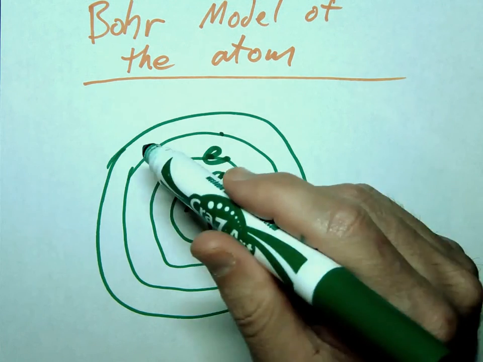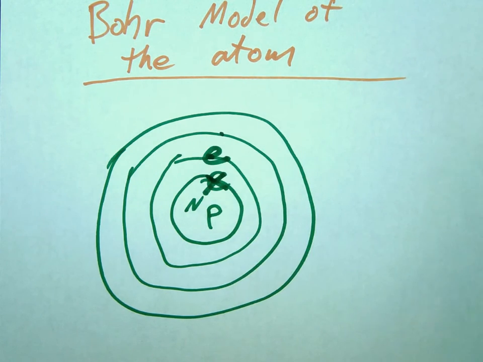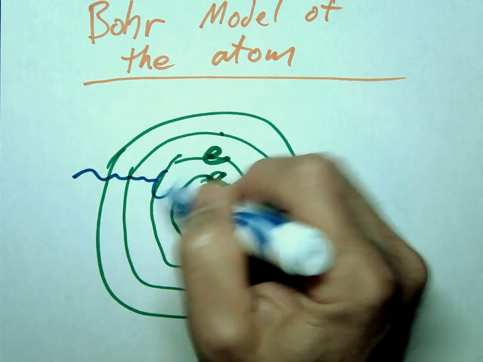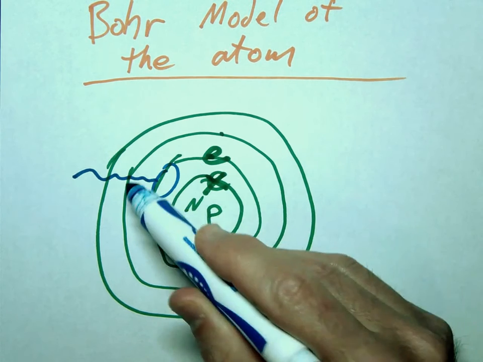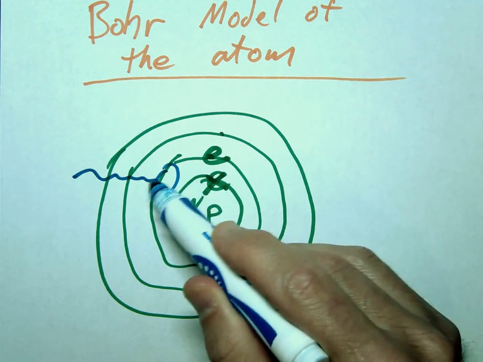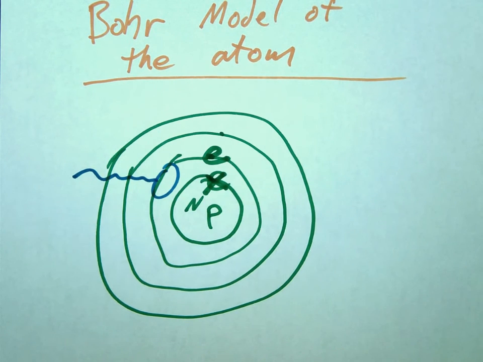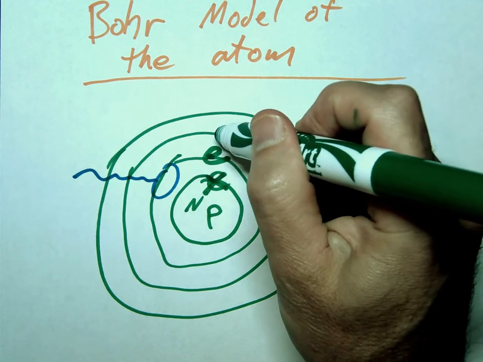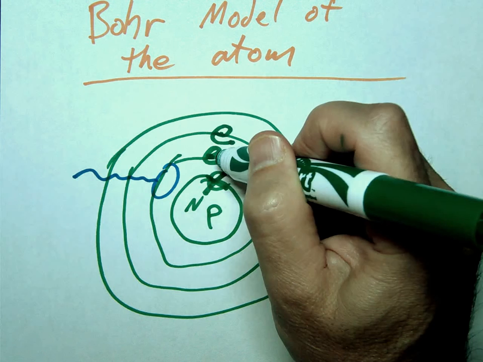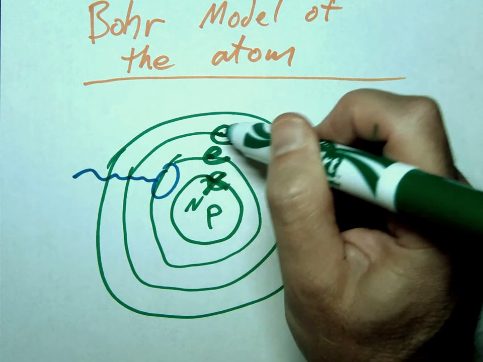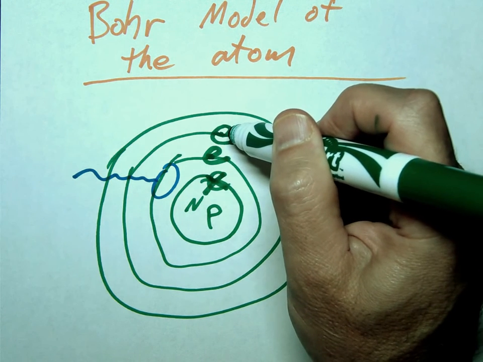Now what will happen is if we shine some light on this atom, this electron or this atom can absorb that energy. If it absorbs that energy, the electron can move up into a higher energy level. So this is a lower energy level. If it absorbs more energy, it moves up into a higher energy level.